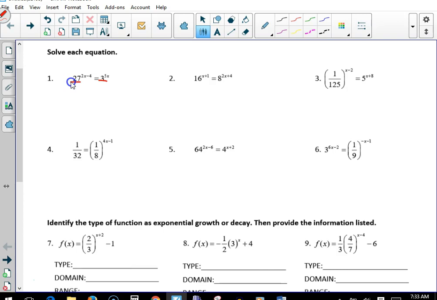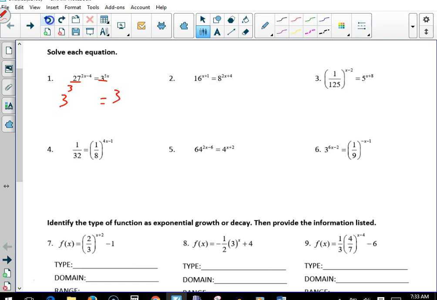So 27 can be rewritten with a base of 3. 3 to the third power. Okay? 3 times 3 is 9, times 3 is 27. And on this side, 3 is already 3. It can be written to the first power, but that's not necessary. So we just write it as 3.